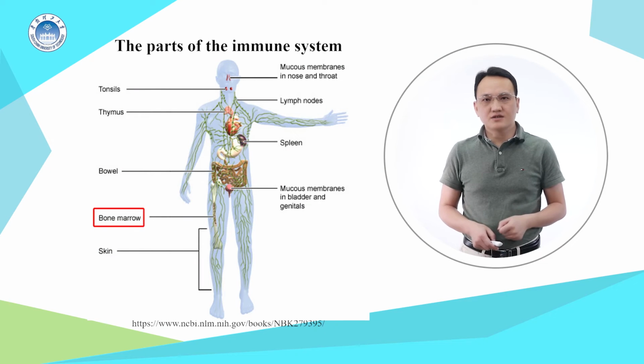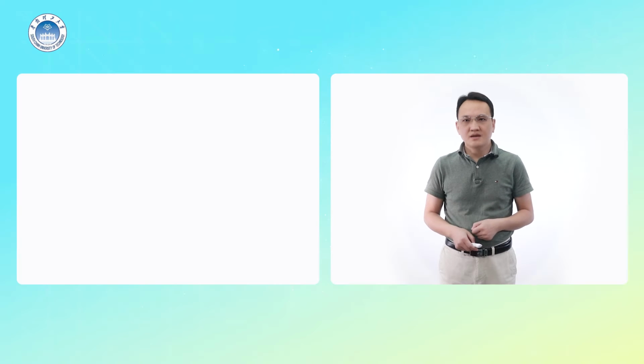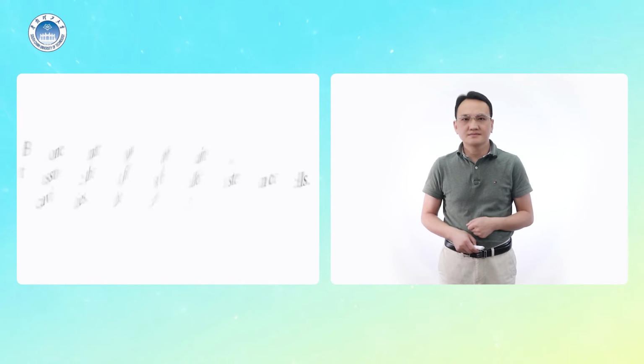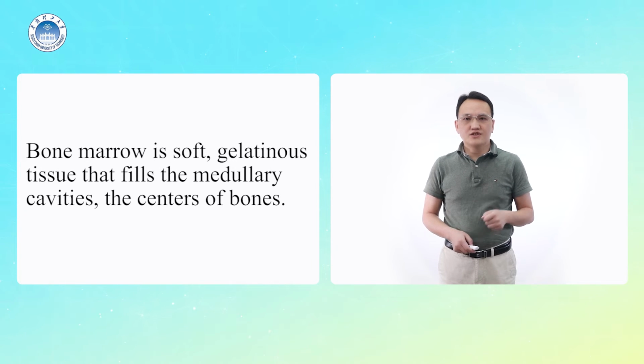Bone marrow is a spongy tissue inside some of the bones in the body, including the hip and thigh bones. Bone marrow contains immature cells called stem cells. The bone marrow is soft, gelatinous tissue that fills the medullary cavity, the center of the bones, and the two types of bone marrow are red bone marrow, known as myeloid tissue, and yellow bone marrow, also called fatty tissue.